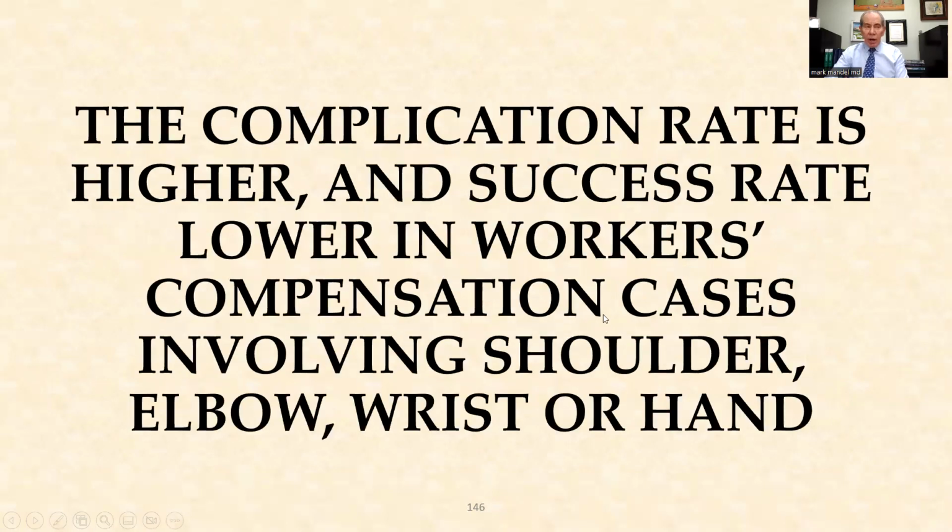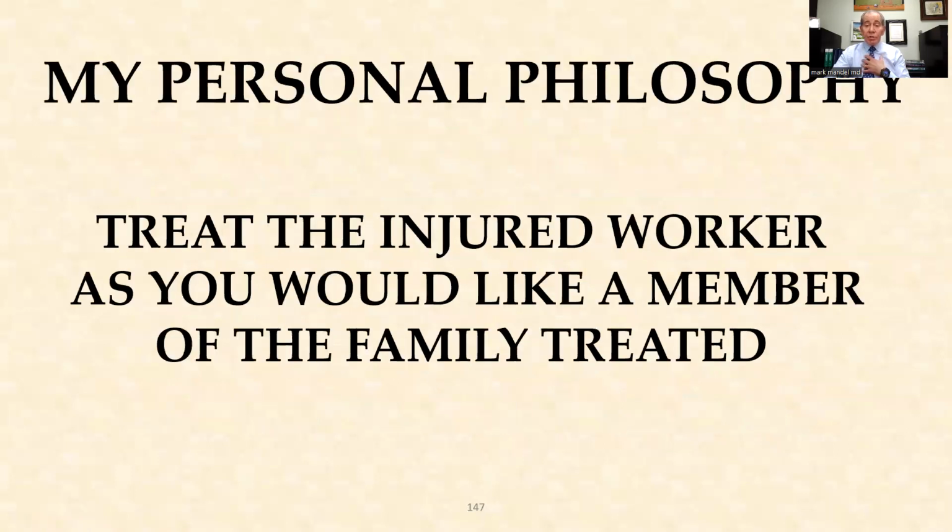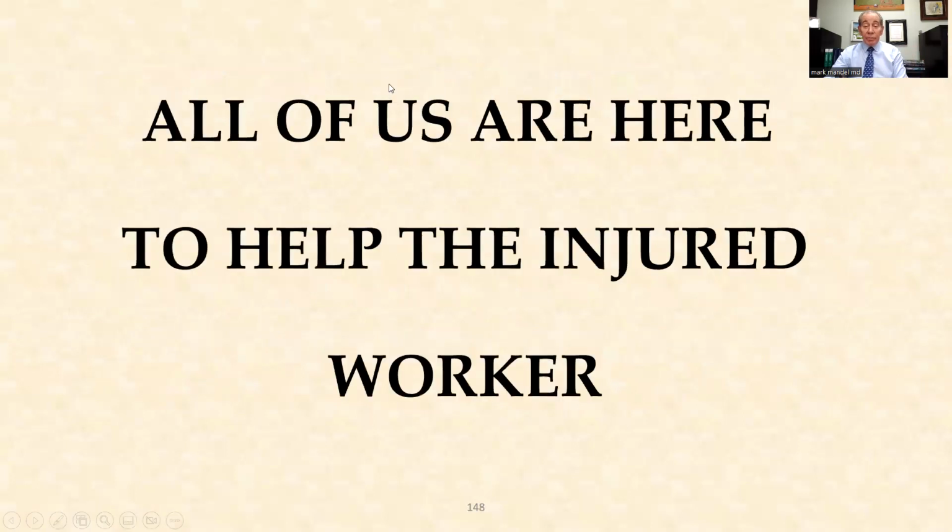I want to point out that the complication rate in the workers' compensation realm for any type of upper extremity surgery, be it shoulder, elbow, hand, or wrist, is much higher than in the private population, and the patients take much longer to recover. So my personal philosophy is treat the injured worker as you would like a member of your family treated, and I like the members of my family. I learned that from my father, who was a family physician, and I'd see him go out at night with his little black bag and get paid $5 many years ago. Now he'd be a concierge physician, but times were different.